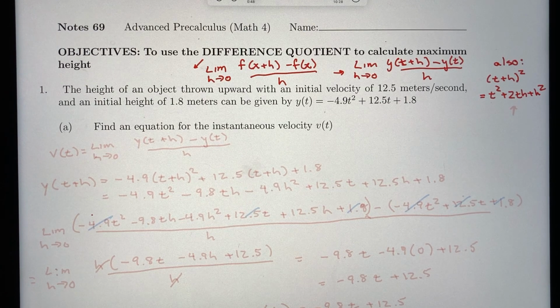We have multiplied out x plus h a few times. t plus h is the same thing. Don't forget the middle term. Don't just distribute the exponent, because then you're missing the middle term. Okay.